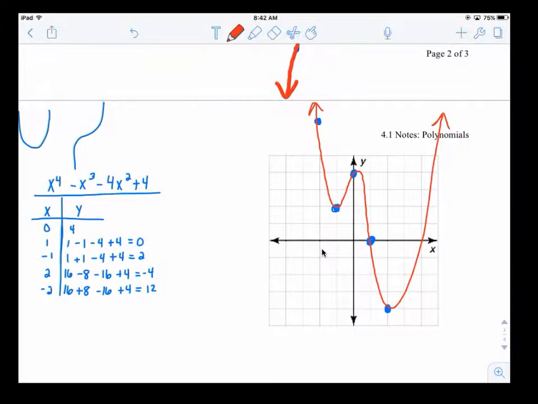That's a 4th degree graph. The higher degrees that you get, the more hilly and valley it gets as you get in the middle here.